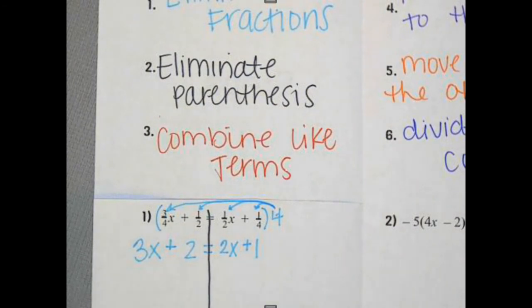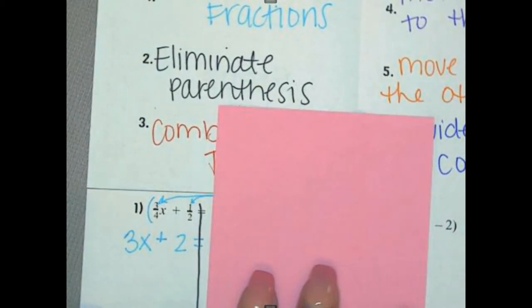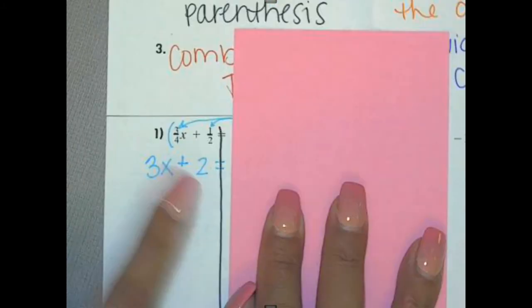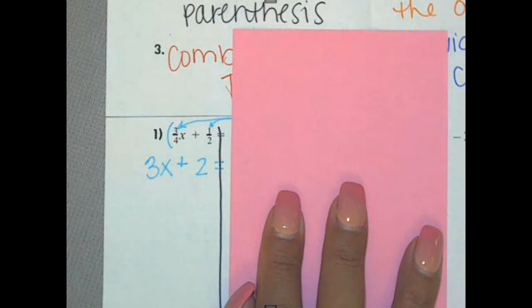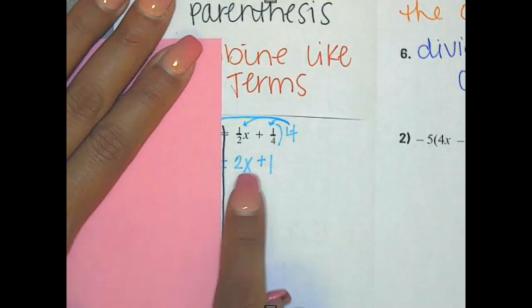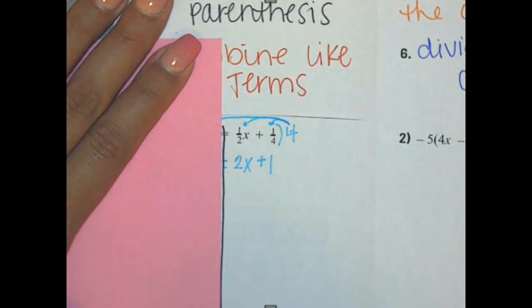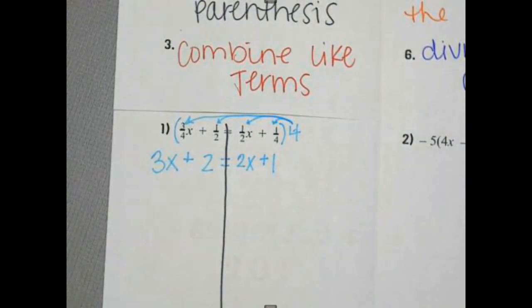So if I look at my equation, I can tell that on the left side of this equation, if I'm only looking at the left, I have an x and I have a 2. Those are not the same terms, so I can't combine them. So then if I look over here at the right, I have a 2x and I have a 1. Those are also different, so I'm going to move on. I'm done with step 3, which was to combine like terms.